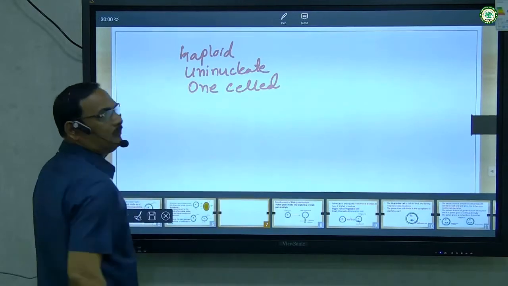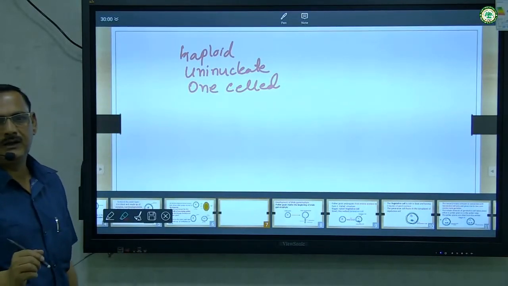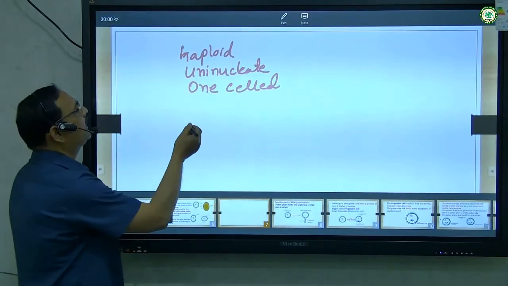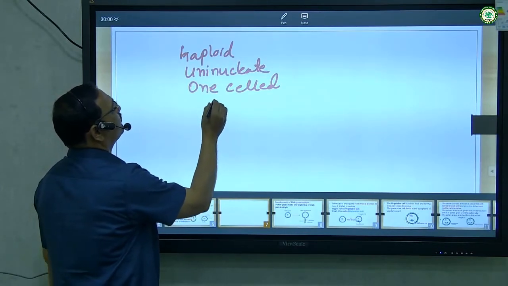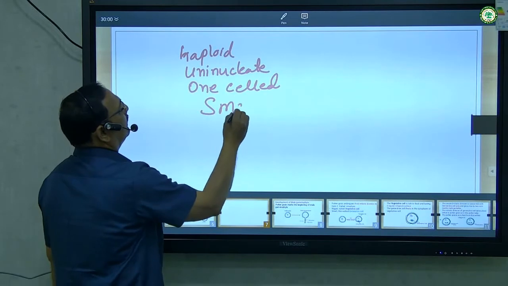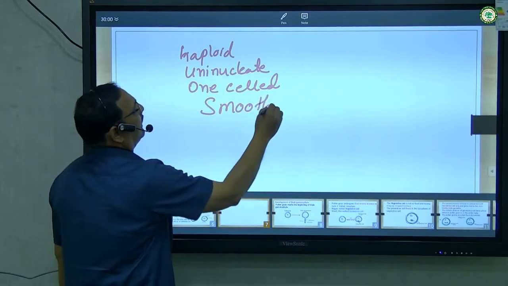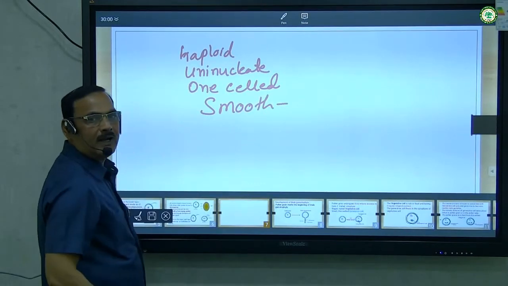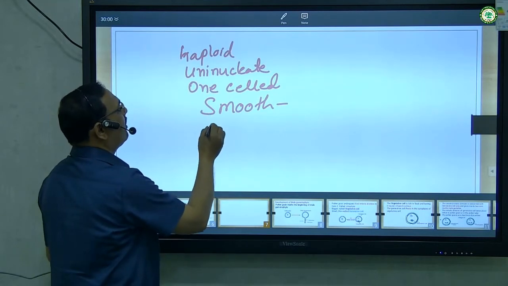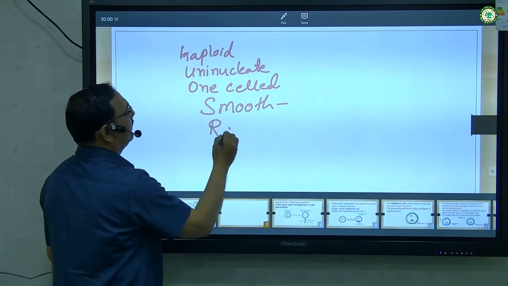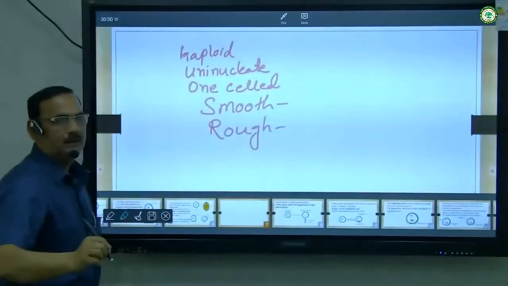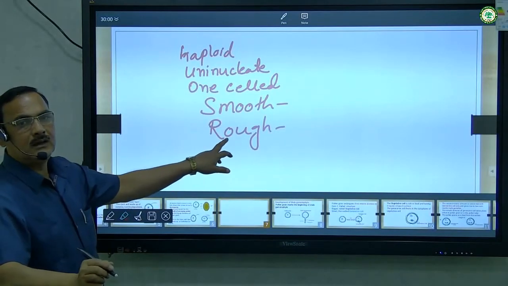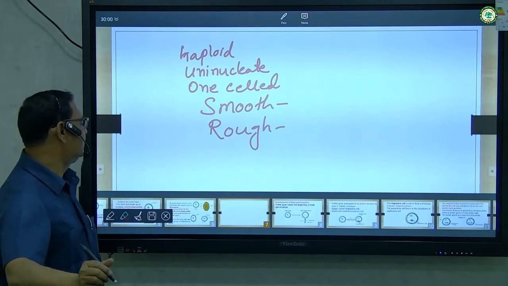Then another important point which we have studied so far about the pollen grain is about the outer covering. It may be smooth, mainly found in the wind pollinated plants, or it may be ornamented, or in simple words we can call it the rough exine, in the insect pollinated plants.